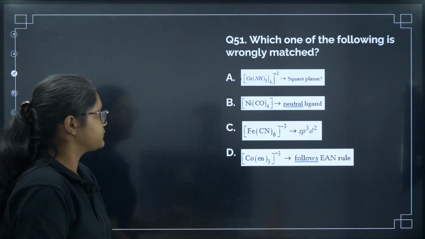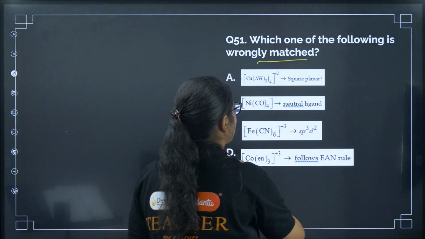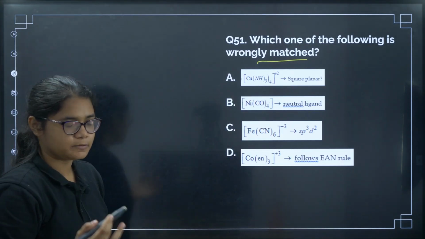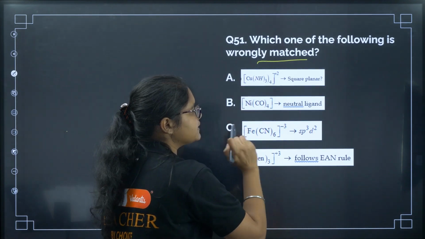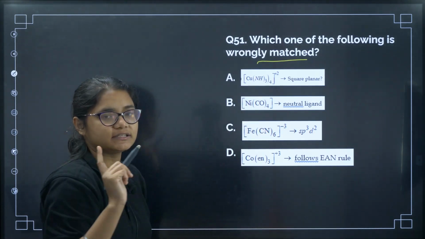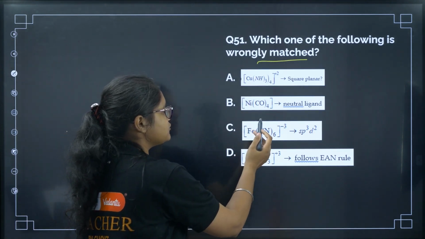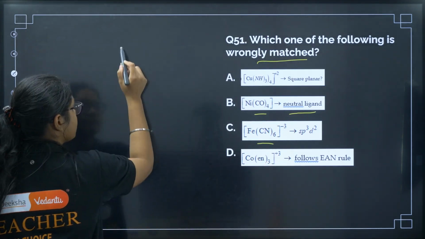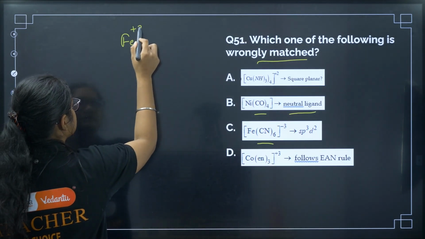So now let us see this question. Which one of the following is wrongly matched? Okay, if you see copper tetraammine, NH3 is a strong field ligand, so there will be pairing of electrons. It will have dsp2 hybridization, as a result of which the shape is square planar. Now Ni(CO)4, CO is a neutral ligand. That is correct. Now Fe(CN)6, if you see, Fe is in the +3 oxidation state.